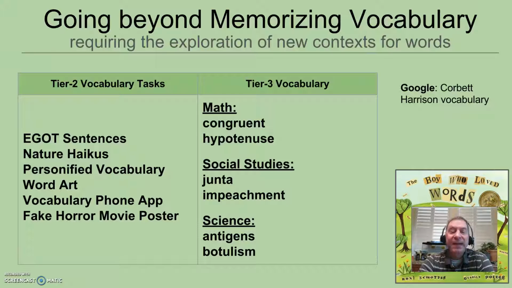I've just shown you six of my activities. I actually have 16 on my vocabulary page at my website. If you Google Corbett Harrison vocabulary, you'll see those. The fun thing is that my students start doing it with Tier 3 vocabulary words too.